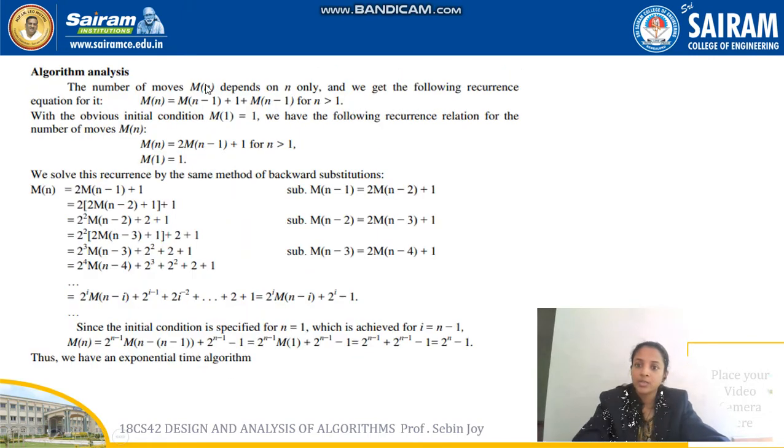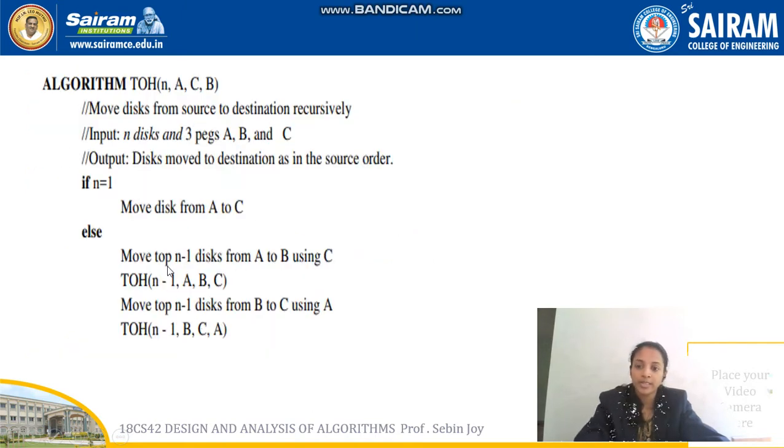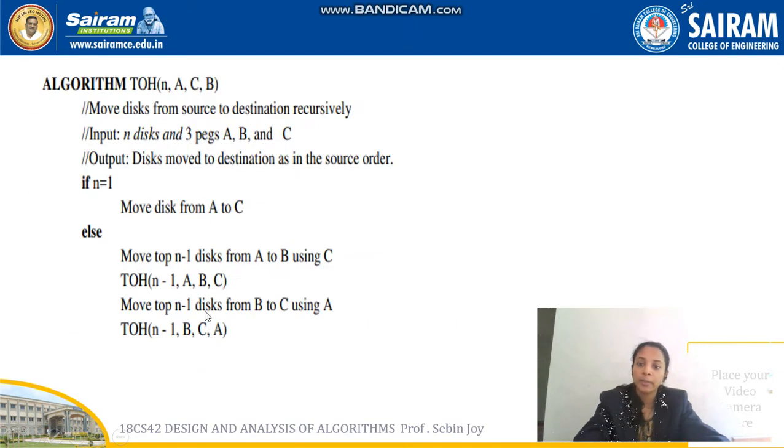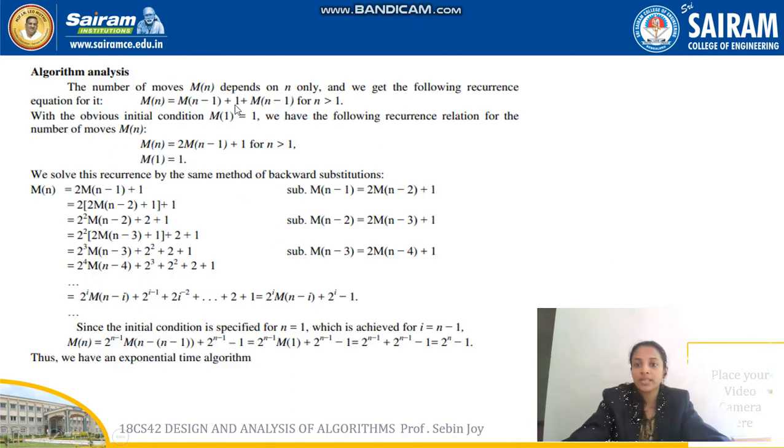Now how to write this one? See, M of n is equal to M of n minus 1 plus 1 plus M of n minus 1. How did you get M of n minus 1? The first M of n minus 1 is for moving the top n minus 1 discs. And what is this one for? This one is for n minus 1, ABC. And what is this M of n minus 1? That is for the top n minus 1 discs. So you will be getting this one.